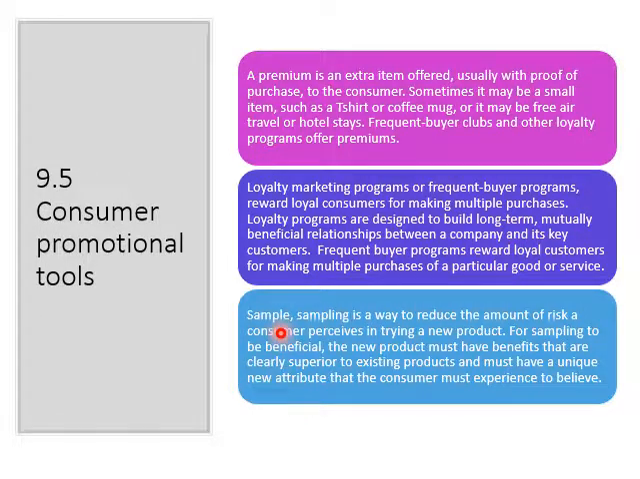Next one is the sample. I think you know sample very well, right? A sample is actually a small thing that they give to you to try, to increase the trial. So it is a way to reduce the amount of risk a consumer perceives in trying a new product. So for sampling to be beneficial, the new product must have benefits that are clearly superior to the existing products and must have a unique new attribute that the consumer must experience to believe in.